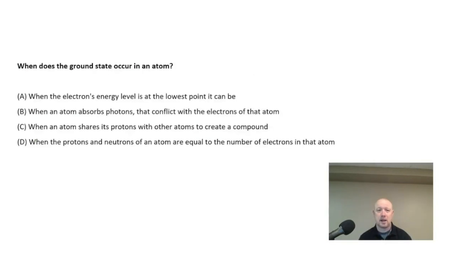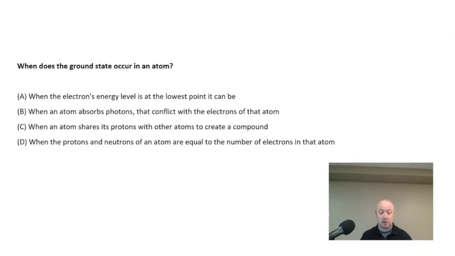When does the ground state occur in an atom? Is it A, when the electron's energy level is at the lowest point it can be? B, when an atom absorbs photons that conflict with the electrons of that atom? C, when an atom shares its protons with other atoms to create a compound? Is it D, when the protons and neutrons of an atom are equal to the number of electrons in that atom?